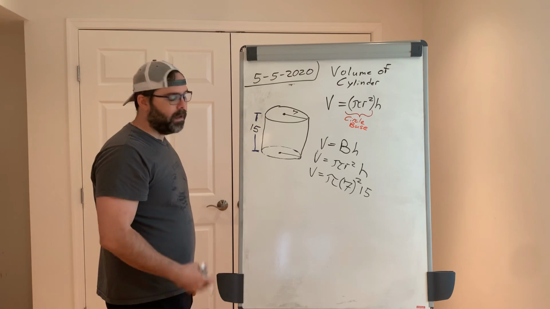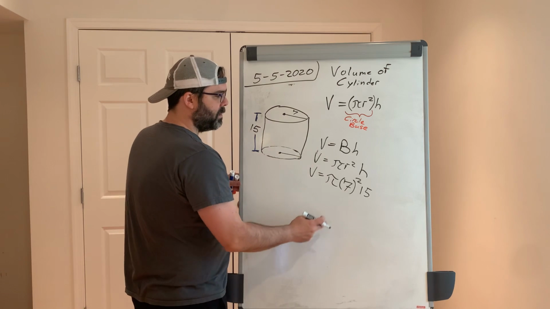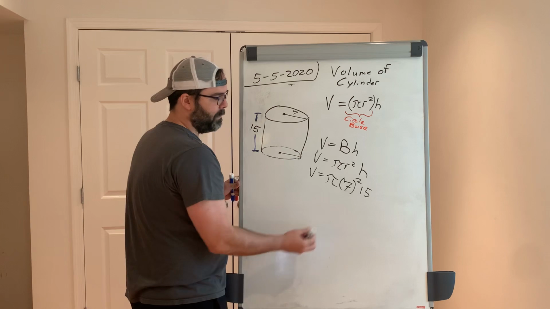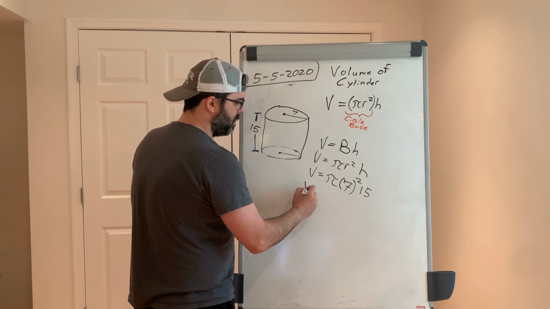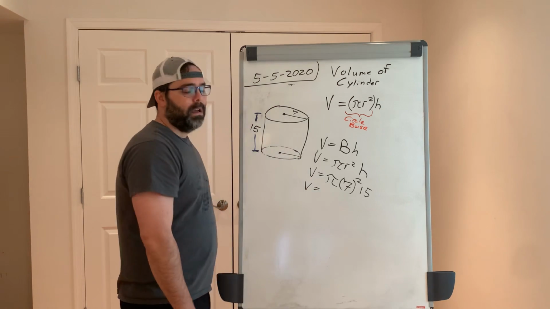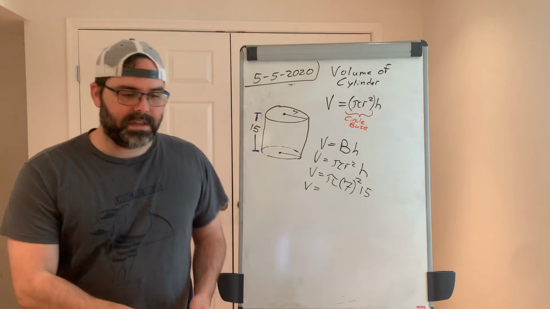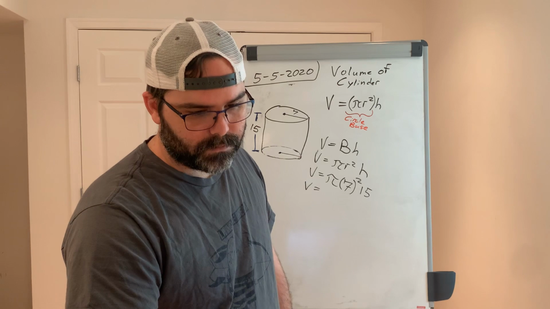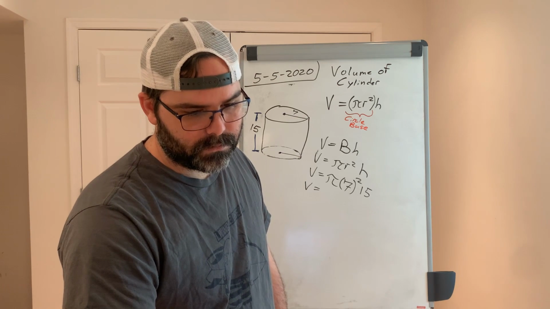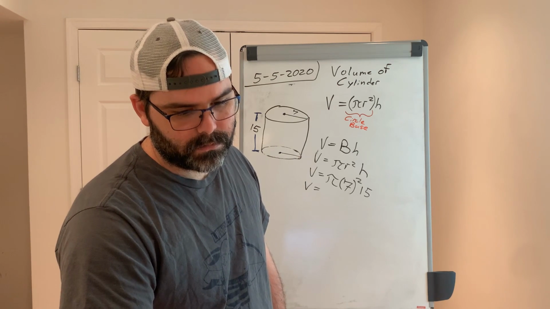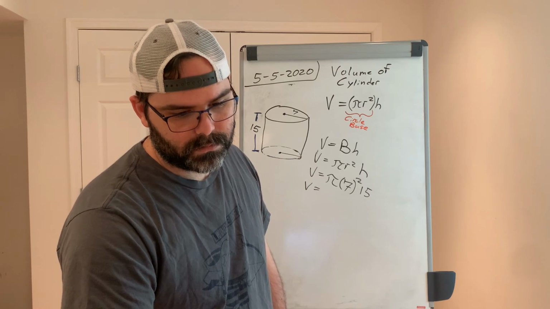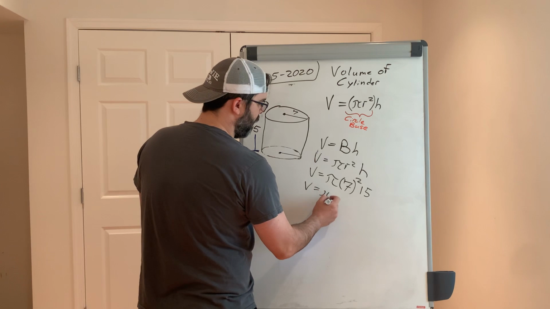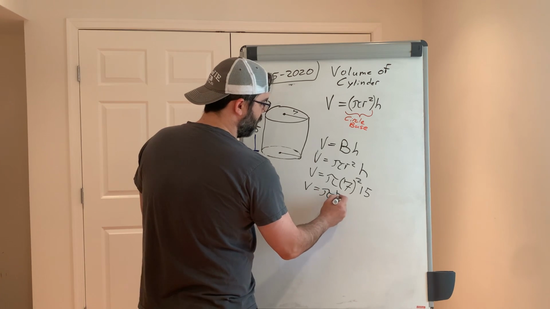Now we're going to take those values and we're going to simplify them. So PEMDAS, we have to do 7 squared first. 7 times 7 is 49. And then 49 times 15. 735. So this is pi times 735.